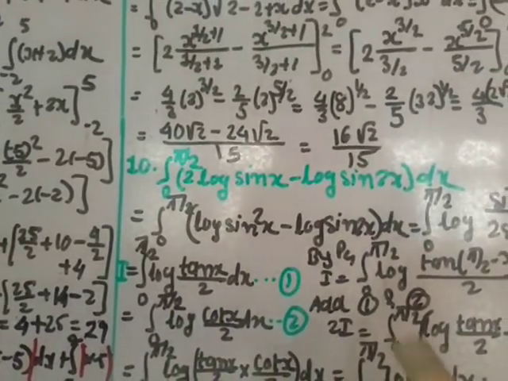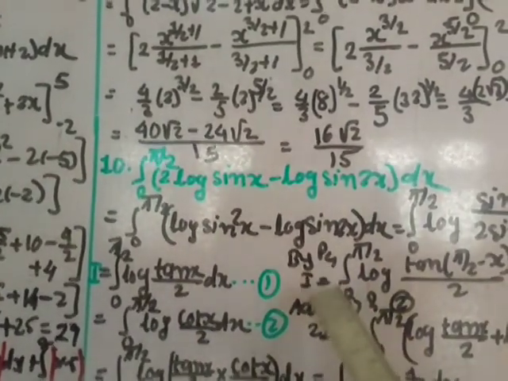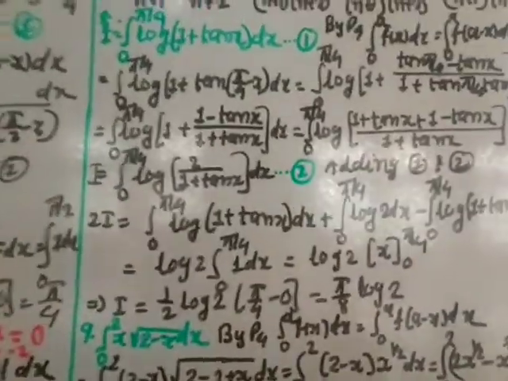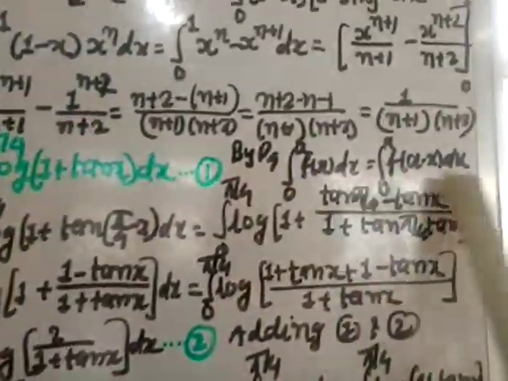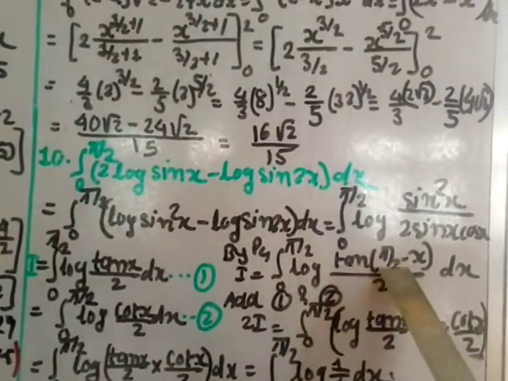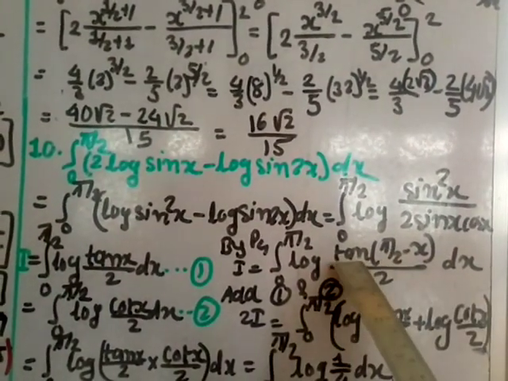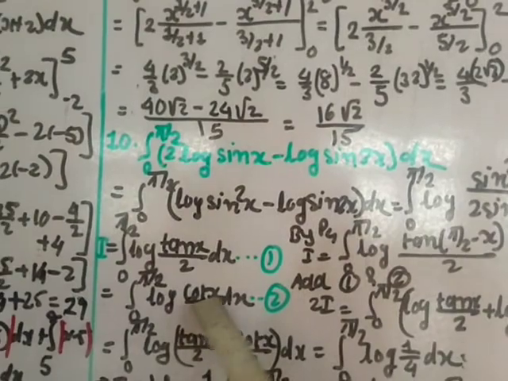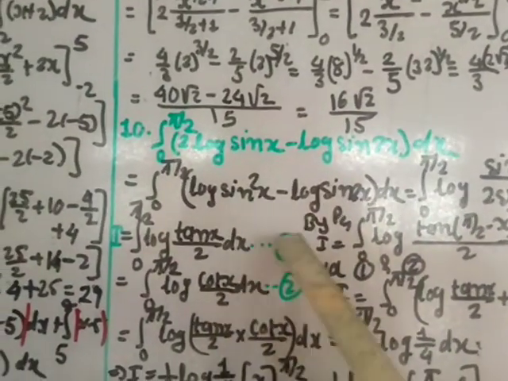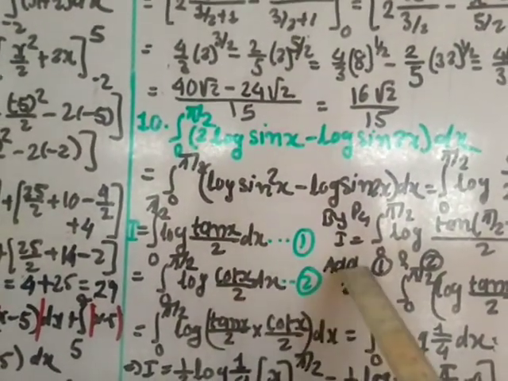Call it number 1. Again use property P4. Same property, I have not written it. Okay, the property is this one. Same property I am not writing here, directly I am using it. So log tan of pi by 2 minus x by 2 dx. Tan of pi by 2 minus theta gives you cot. So cot x by 2. Now 1 and 2, so add 1 and 2.